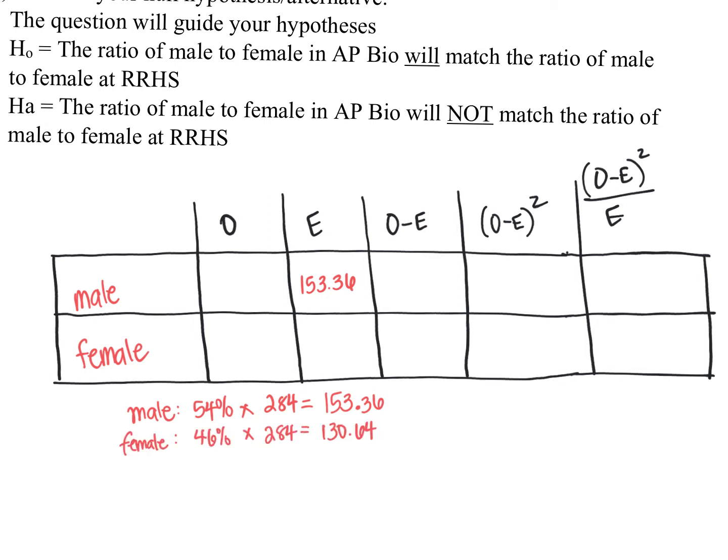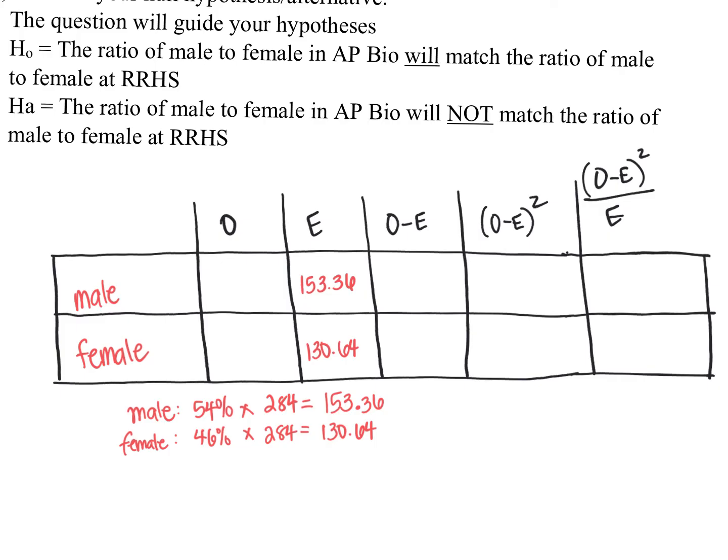And again, I'm going to multiply the total number of students in AP Biology times the percentage of students that should be female. According to our null hypothesis, the ratio of male to female at Round Rock High School should equal the ratio of male to female in AP Biology. That's why I'm multiplying the percentages times the total number of students.